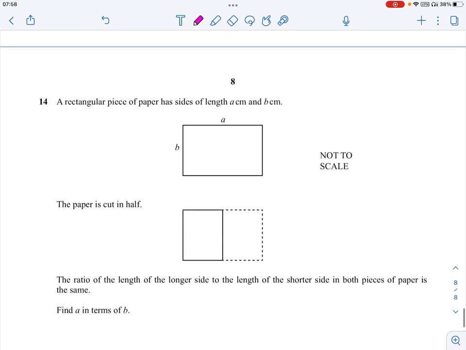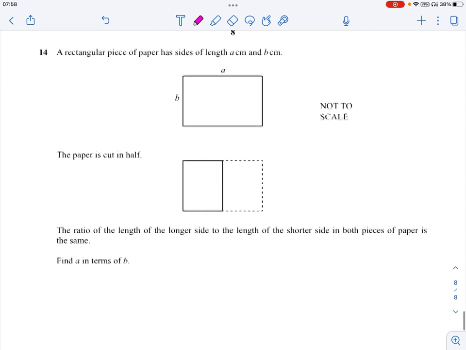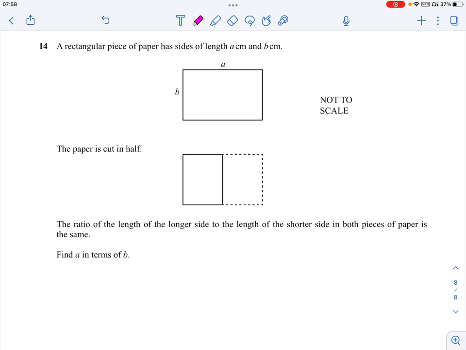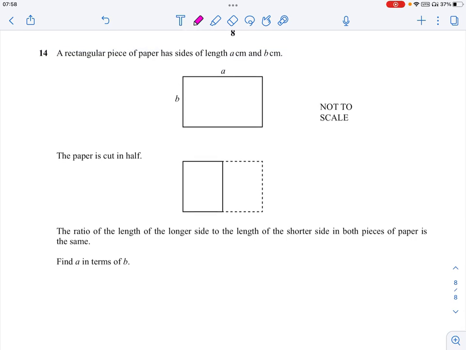A rectangular piece of paper has sides A and B. The paper is cut in half. The ratio of the lengths of the longer side to the length of the shorter side in both the pieces is the same. Calculate A in terms of B. It is A upon 2 and this is B. Now the ratio of the length of the longer side to the length of the shorter side of both the pieces.